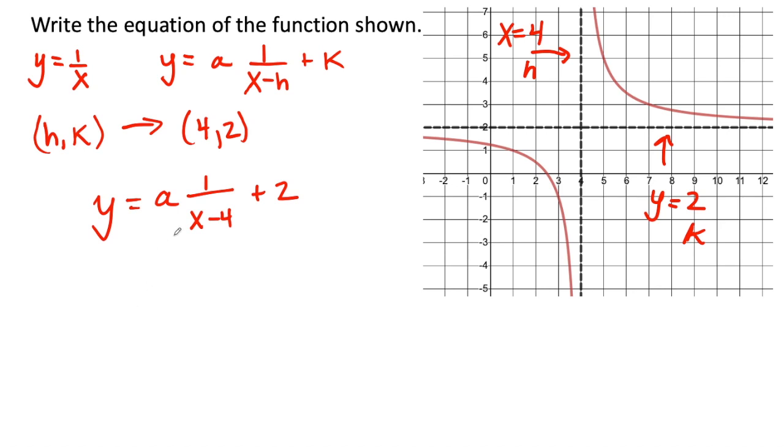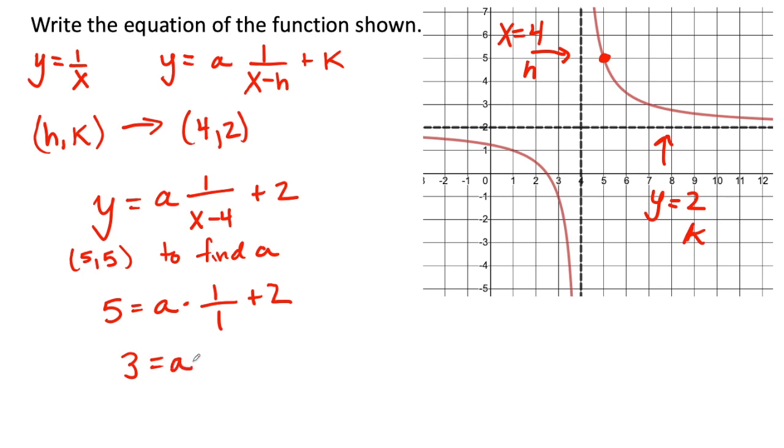Now I'm going to find another point on my graph, and it looks like I can use the point 5, 5. So I'm going to use the point 5, 5 to find a. So 5 is equal to a times 1 over 5 minus 4, which is 1, plus 2. So 3 is equal to a. And so we have our equation: y equals 3 times 1 over x minus 4, plus 2.